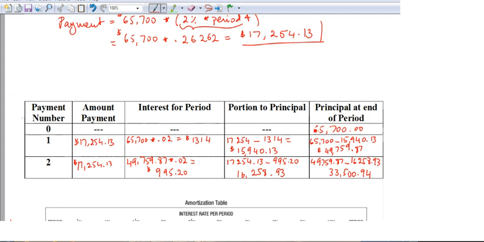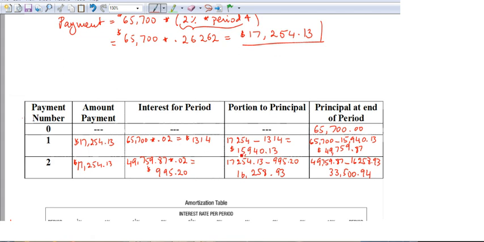Since the bank gave this $65,700 for the first period, you take this number, multiply it by 0.02, and you find the interest to be $1,314. We take this number and subtract it from the payment, and what's left, $15,904.13, is the portion that went to the principal. Only this portion went to the principal, even though the payment was $17,254, because we pay interest for that first period.